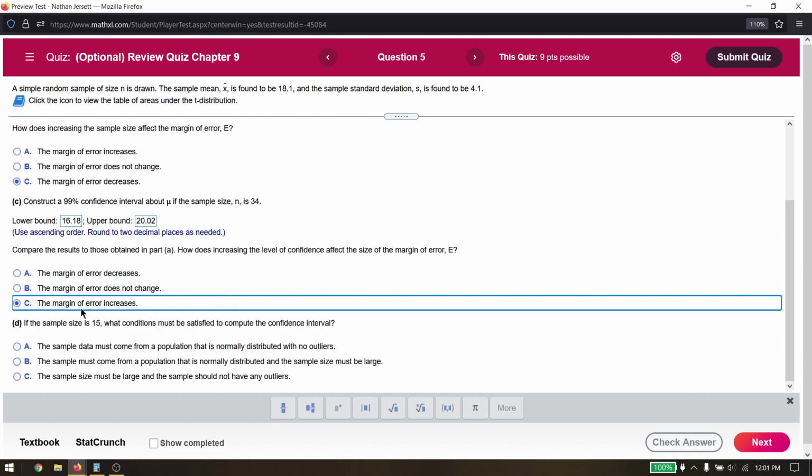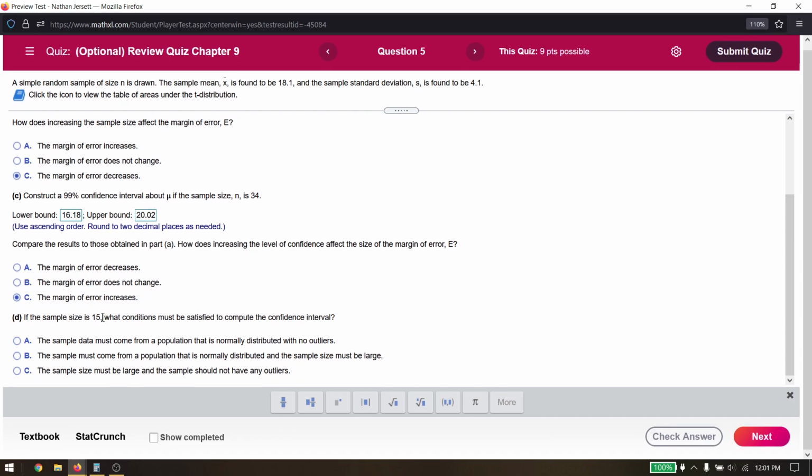So if the sample size is 15, what conditions must be true? First off, sample size 15, that's less than 30. Therefore, we don't have the assumption that it's normal distribution. So the only way this could be a normal distribution is if the sample size is large, but the sample size is 15, so that can't be it. That must come from a population that's normally distributed, and sample size must be large. That's not the case. Our sample size is small.